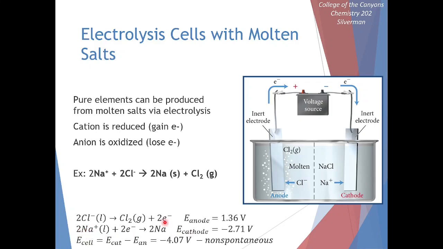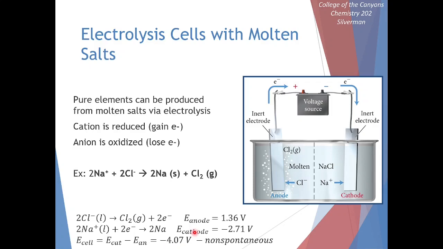Sodium ions do not like to be reduced. Chlorine gas does not like to be oxidized. If we combine these together, our cell potential is negative 4.07 volts. This is very non-spontaneous. However, we can force this to run if we hook this up to a voltage source where the voltage in this battery is greater than 4.07.